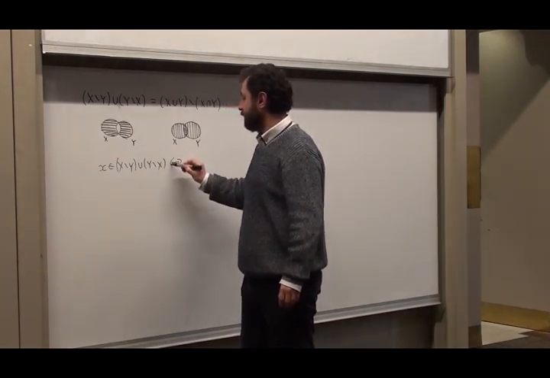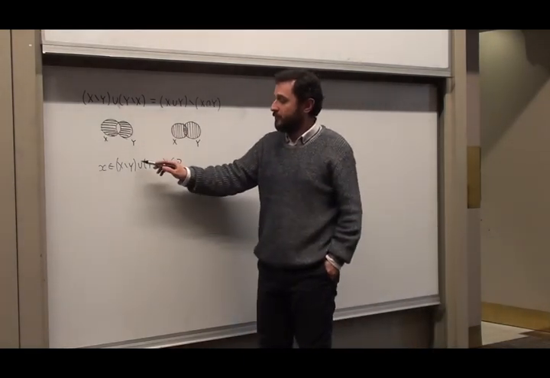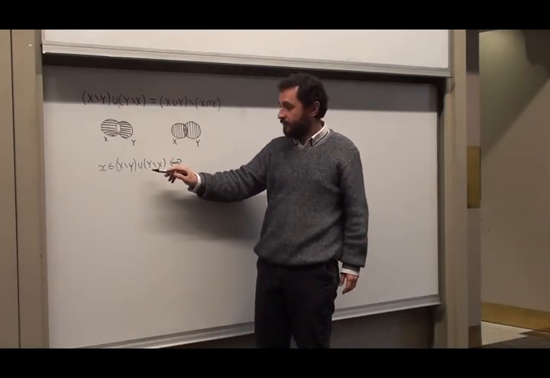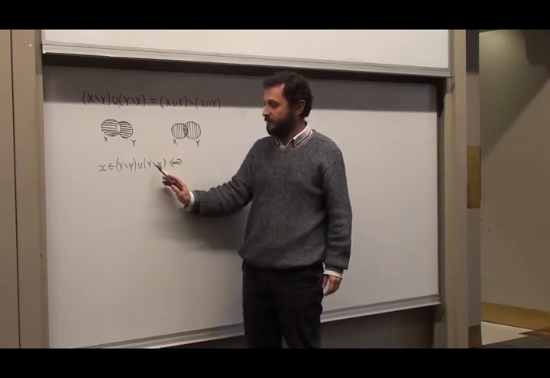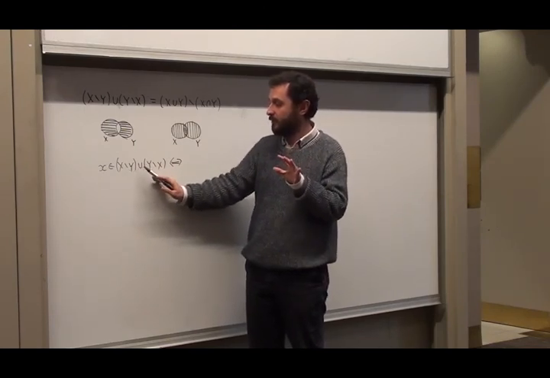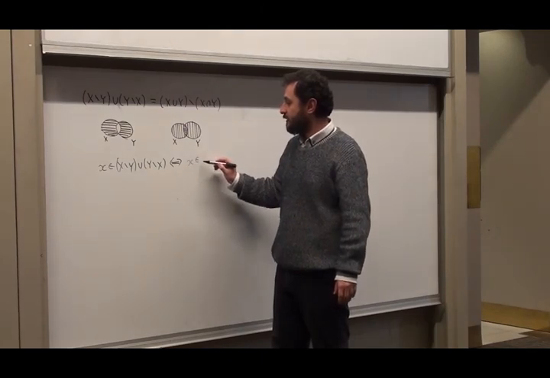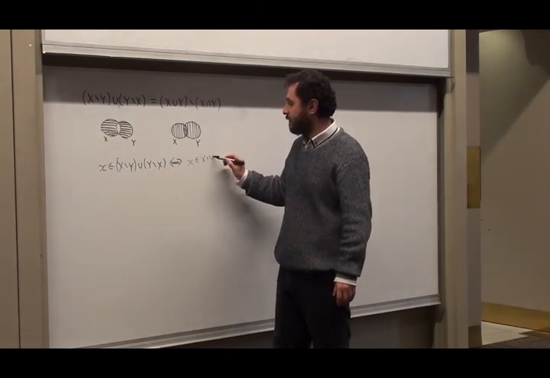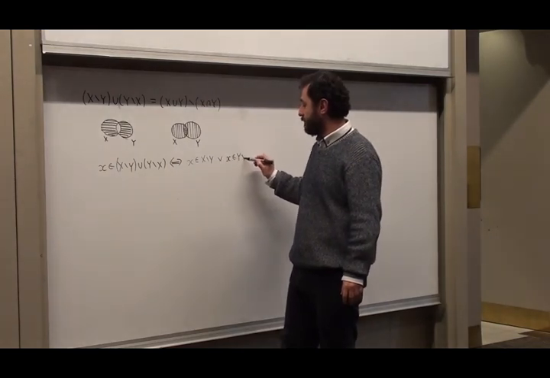So that's equivalent to, well, the outermost operation we have here is the union. So we now forget about what these mean. We abstract away a bit, right? We think of this as something union with something else, and so we can say that this is the same as x being an element of the first something, or x being an element of the second something.